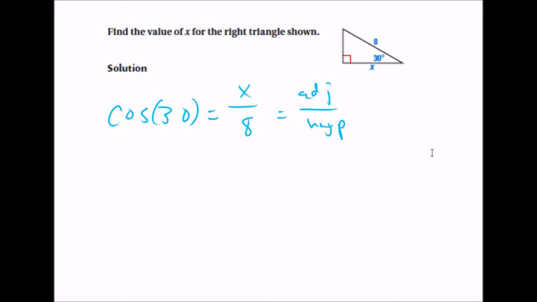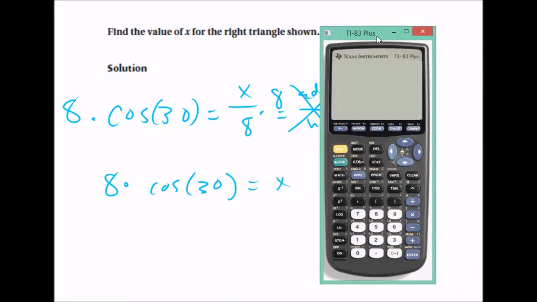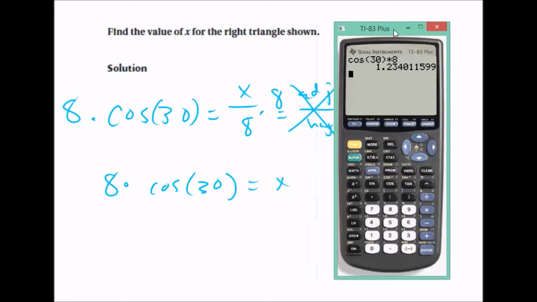And you're going to be able to solve for this. Cosine 30 equals x over 8. So let's go ahead and solve for x really fast. So let's multiply both sides by 8. And we get 8 times cosine 30 equals x. And then you stop and you say, yeah, that's great, but what's cosine 30? Well, that's when we get the calculator out, and we press cosine 30 times 8. There you go. X equals 1.234.